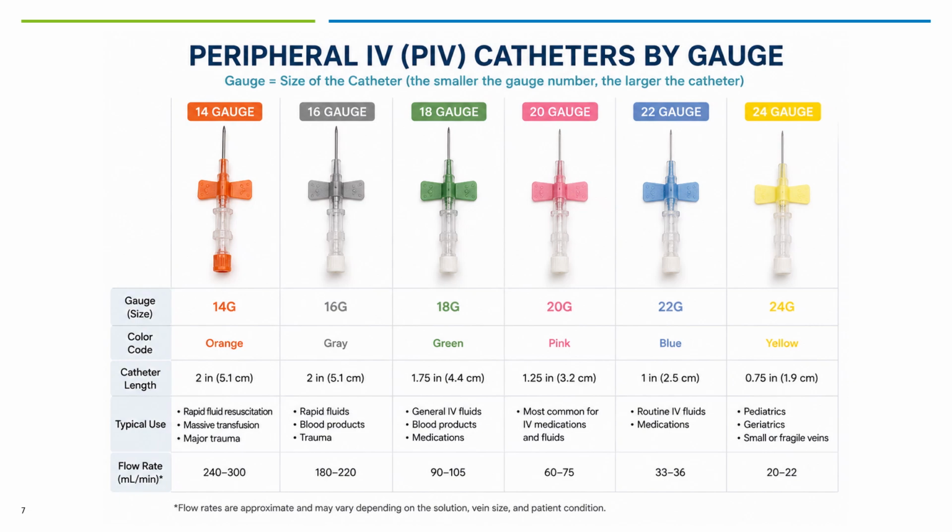A helpful NCLEX tip here is to remember the larger the catheter, the faster the flow. But we know that bigger isn't always better. We want to choose the smallest catheter that will safely deliver the prescribed therapy. Using an unnecessarily large catheter can increase patient discomfort and the risk of vein irritation, while choosing one that's too small may not meet the patient's treatment needs. So balancing the therapy being prescribed with the patient's vein quality to select the most appropriate catheter is going to be important.